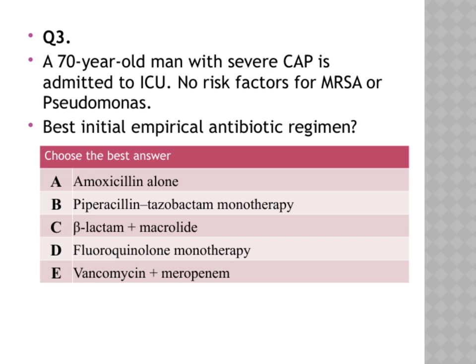And combining vancomycin with meropenem is generally reserved for cases with suspected resistant organisms or specific risk factors, which this patient doesn't have. So, in this context, the most appropriate choice would be a beta-lactam plus a macrolide, providing broad and effective coverage for severe CAP without overusing broad-spectrum agents.